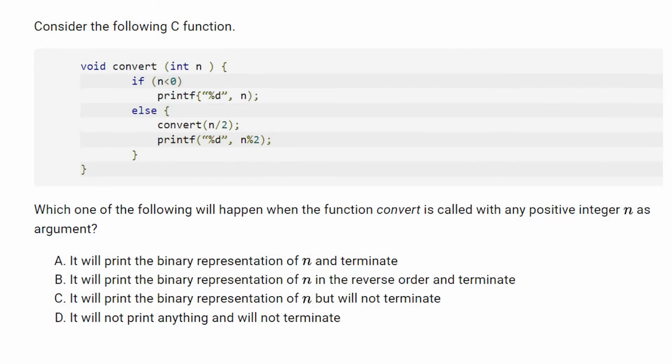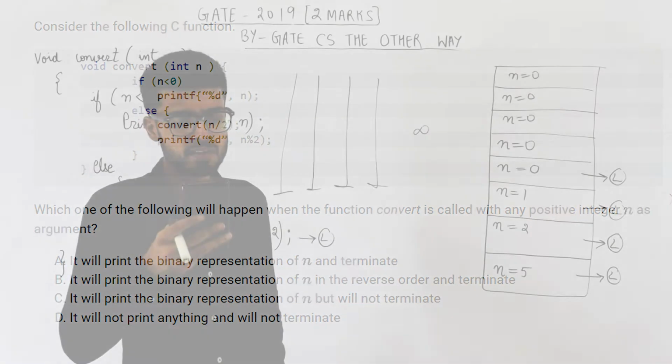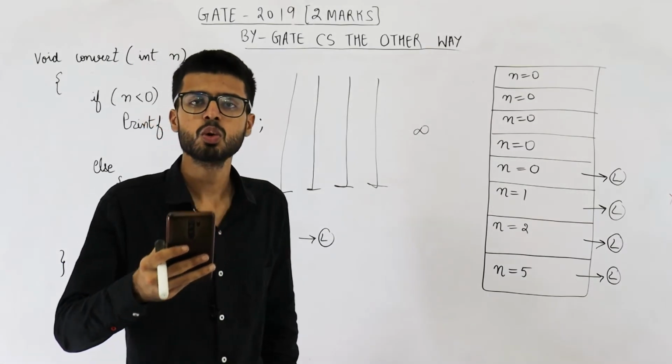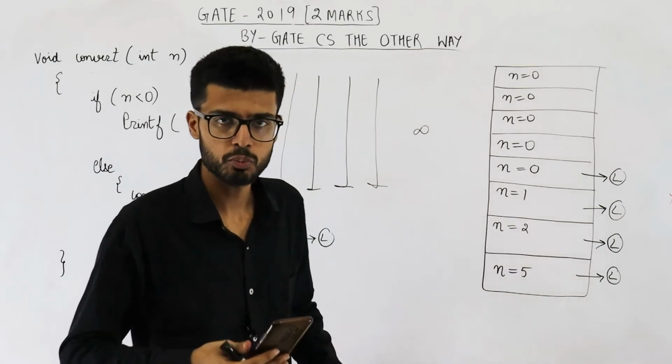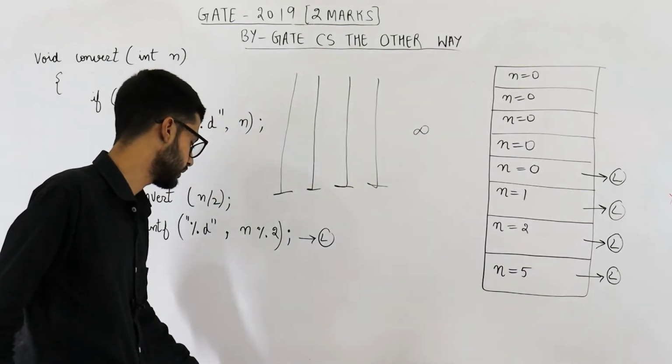Option A says it will print binary representation of n. No, it will print nothing. Option B also says it will print something. Option C also says it will print something. Option D says it will not print anything and will not terminate. So option D is correct. Okay, it will not print anything and will never terminate.